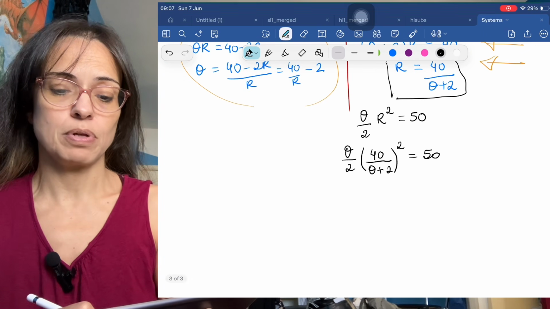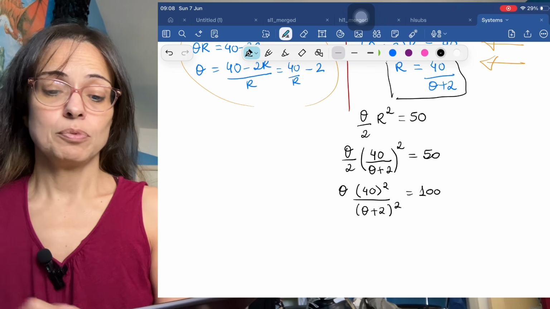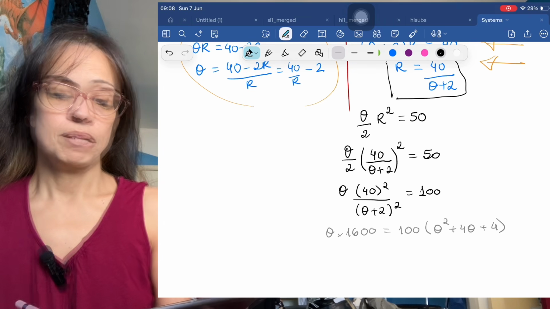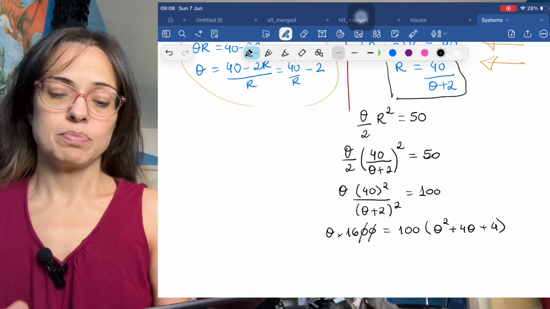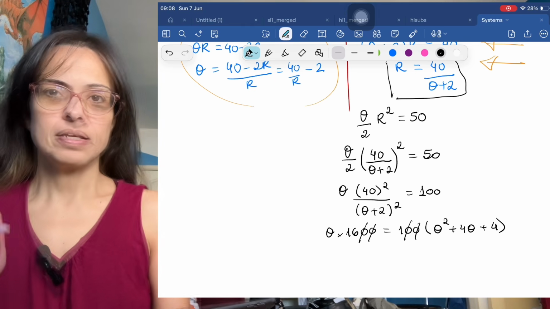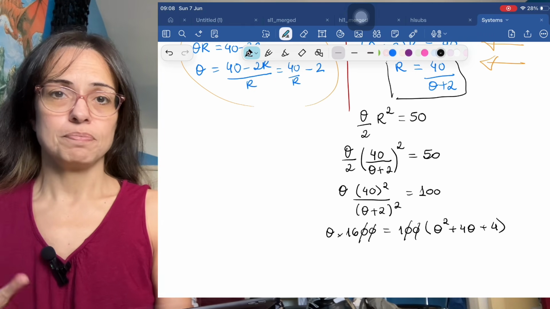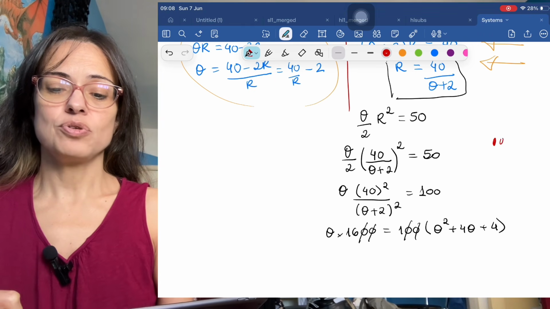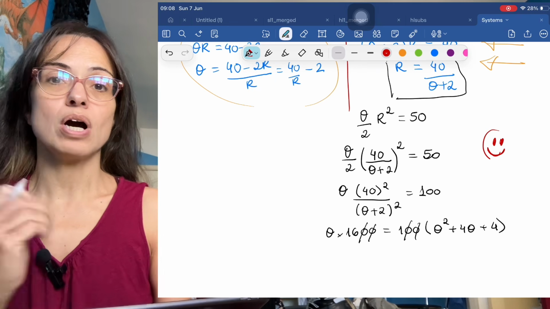I am going to multiply both sides by 2. Now I'm going to multiply by this denominator. Divide both sides by 100. That makes the numbers a lot smaller. And can you see it? It is a quadratic equation. Whenever we find a quadratic equation, we are happy because we know how to solve them.